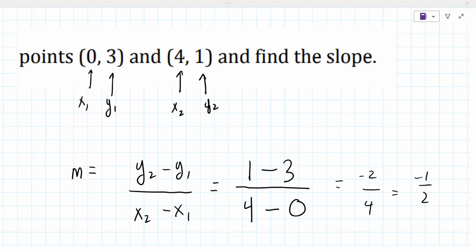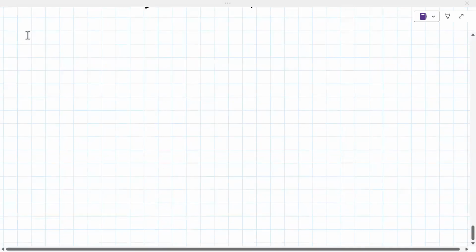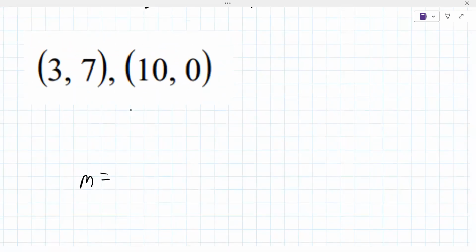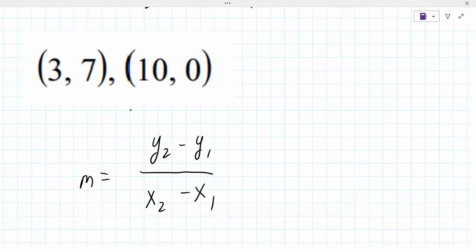I'm trying to find something with some nice numbers. Okay, here we go. So here is your first problem to try on your own. I'll write down the formula for you. Go ahead and give that a try, please.